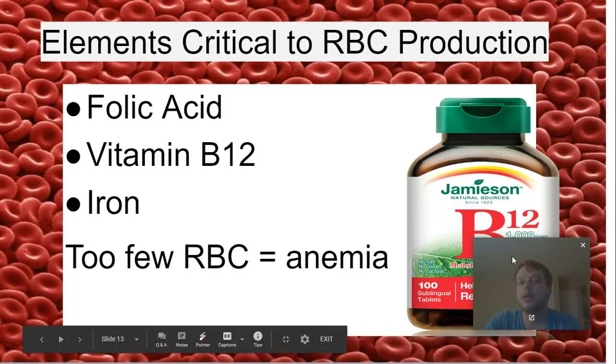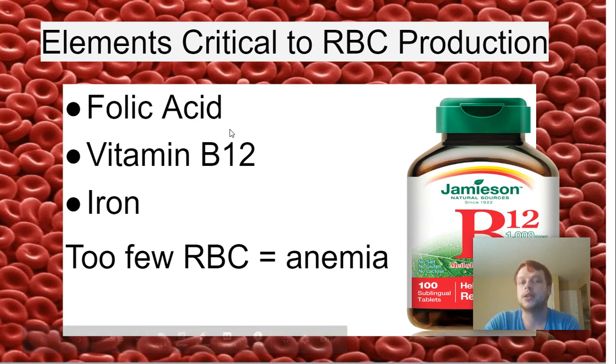Now, when we're making red blood cells, there are a couple elements that are key for this. The first is folic acid, vitamin B12, and iron. You can get all of these from your diet, but you can also take them in different dietary supplements or vitamins. So this over here is just a B12 supplement that someone could take. And if you have too few red blood cells, you might end up anemic. So people who are anemic often eat an iron-heavy diet, which means they eat a lot of meat in order to counteract that.